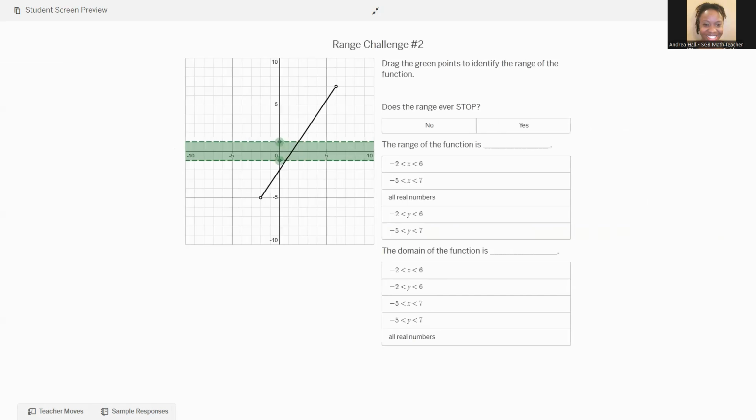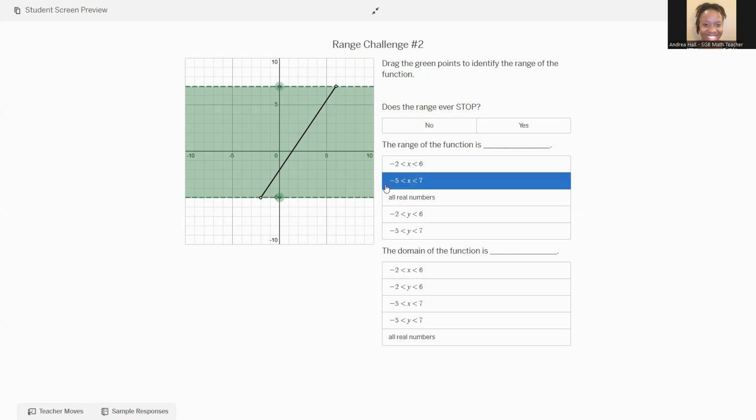Okay. Again, this is starting at negative 6 all the way to 5. So the range of this function is from negative, is that a 5 or a 6? Oh, that's a 5. Negative 5. Oh, and it keeps going. I've got to keep dragging it till it ends. 5, 6, 7. Negative 5 to 7 is our range.